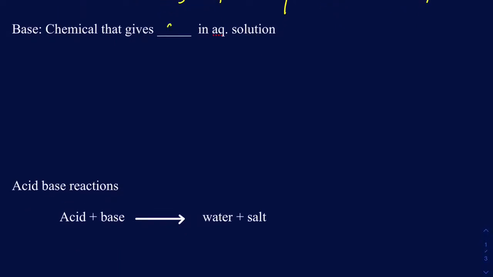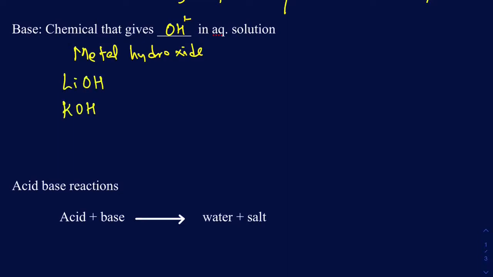All right, as far as the base goes, a base is any chemical that gives an OH minus. If you recall, OH minus is hydroxide. So any chemical that can give a hydroxide in aqueous solution is a base. For the most part, we talk here about metal hydroxides. Some of the strong bases you're going to be seeing come from alkali metals. For example, LiOH, that's lithium hydroxide, KOH, that's potassium hydroxide, or NaOH, that's sodium hydroxide, all the way to rubidium and francium hydroxide. These are all alkali metal hydroxides.